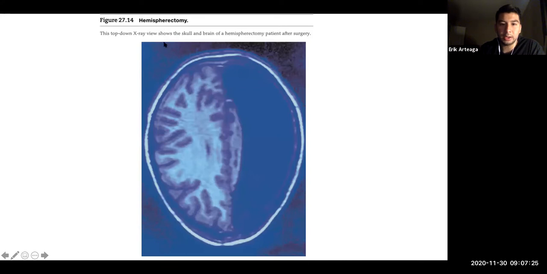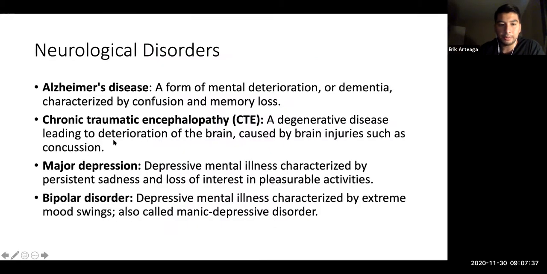So this is again hemispherectomy, which is going to be the removal of one half of the brain. This is caused by a patient who most likely had severe seizures. Okay.